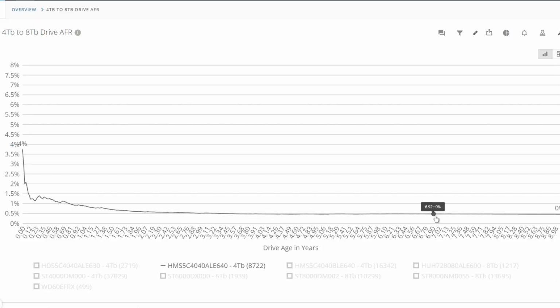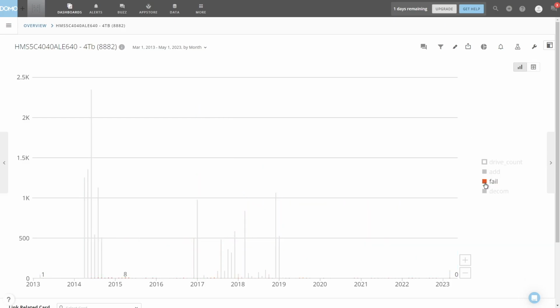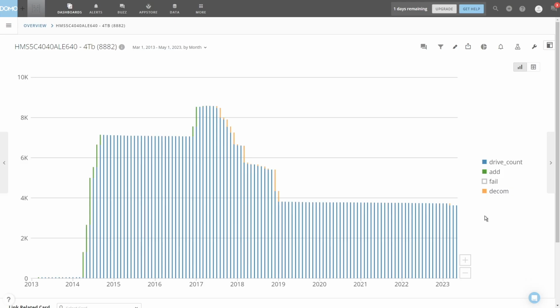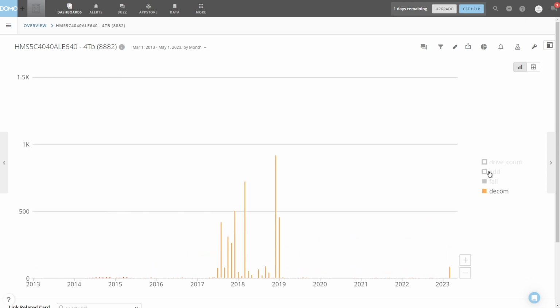So the drive settles to less than 1% AFR after 1 year, and even at 9 years, it's still sitting at 0.5. These drives were primarily deployed during 2014, with a couple of thousand in 2017, bringing the total to around 8,900 units. And more than half of these were then decommissioned around 2018, but it's unclear why, as the drive was proving very reliable. The remaining 4,000 drives continue to stay reliable after 9 years.